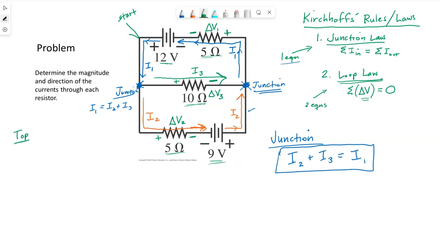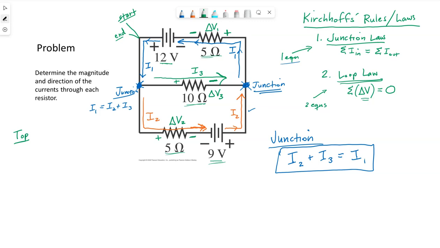We do not have to follow the current. Sorry, I'm trying to write "end" and it's not showing up very nicely. And there. Our loop, we can either go opposite the current or with the current. It doesn't matter. The only requirement is we start and end at the same location and account for increases and decreases of potential differences. Okay?